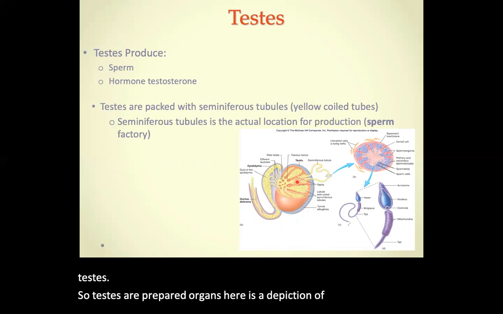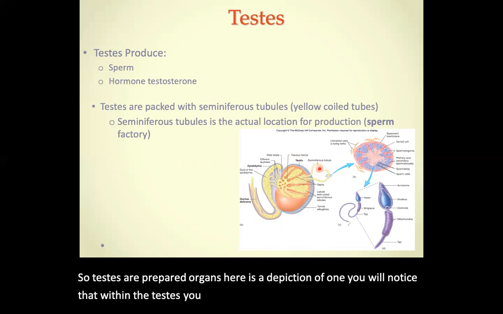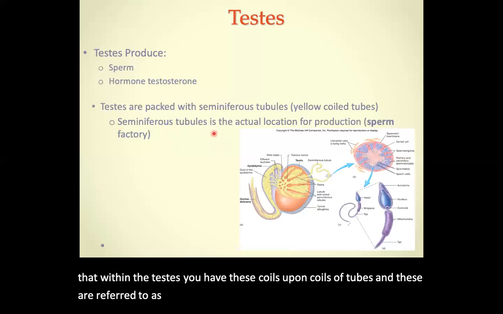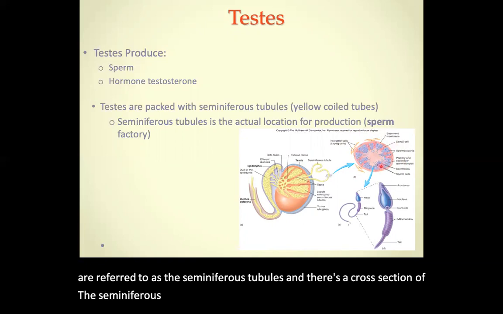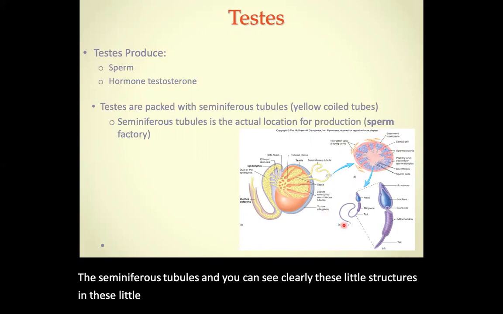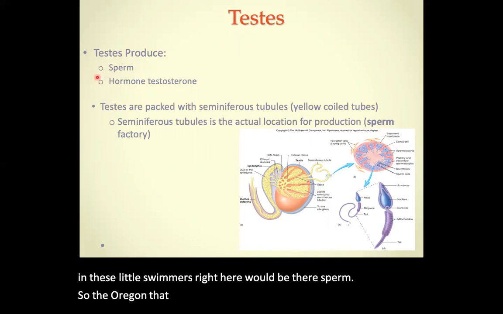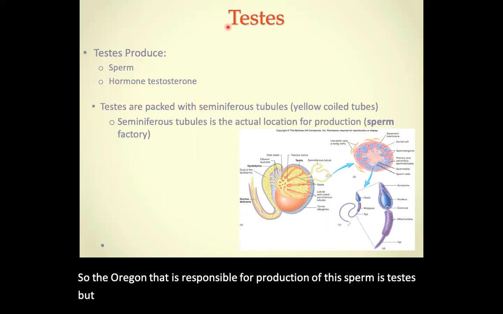You will notice that within the testes you have these coils upon coils of tubes, and these are referred to as the seminiferous tubules. And there's a cross section of the seminiferous tubules, and you can see clearly these little structures, and these little swimmers right here would be the sperm. So the organ that is responsible for production of the sperm is the testes. But where in the testes a sperm is produced is within the tubes called seminiferous tubules.